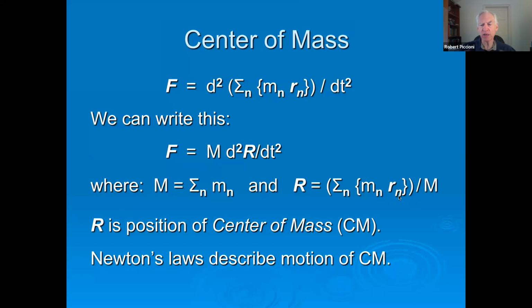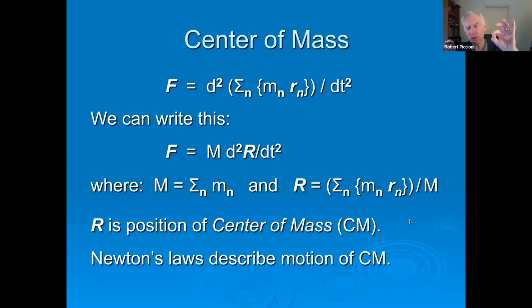So now we can talk about this body as a whole and not worry about all of the inner workings of the body. We don't have to worry about all the forces between all the particles. We can just treat the cannonball as one contiguous object. And R is called the position of the center of mass. So the center of mass is defined by this equation. It's what you would think.